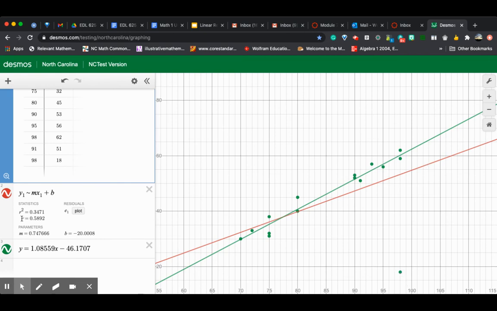And notice one more thing. Look what else it changes: the R value. Now the R value is 0.5892, which we could say is a moderate positive association because it's somewhere about halfway in between 0 and positive 1.